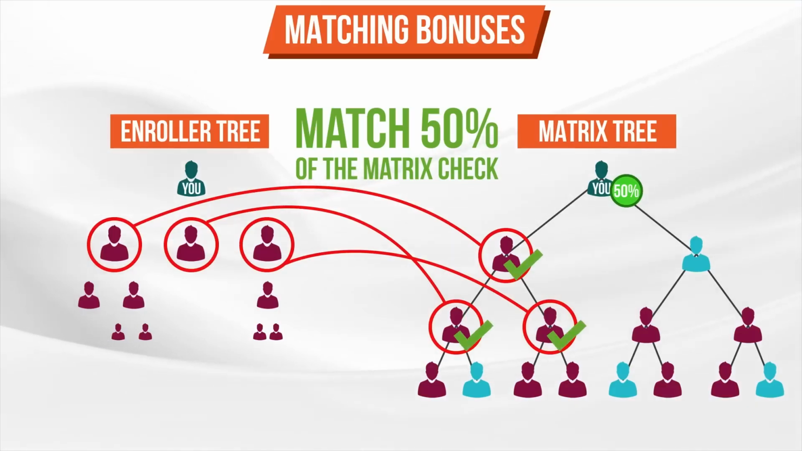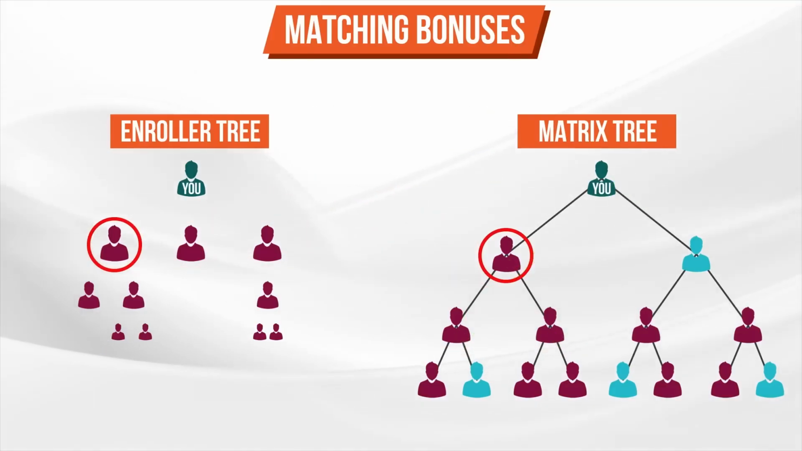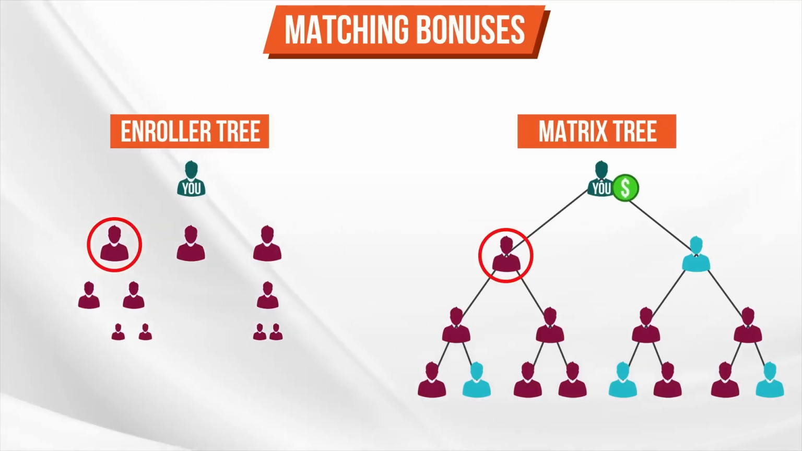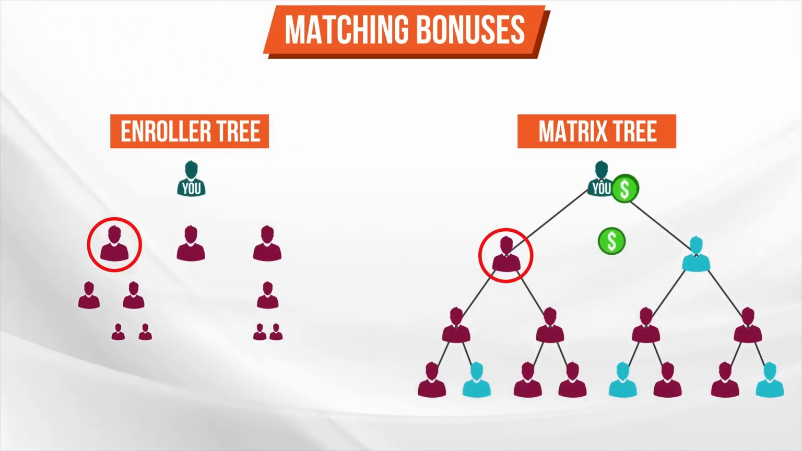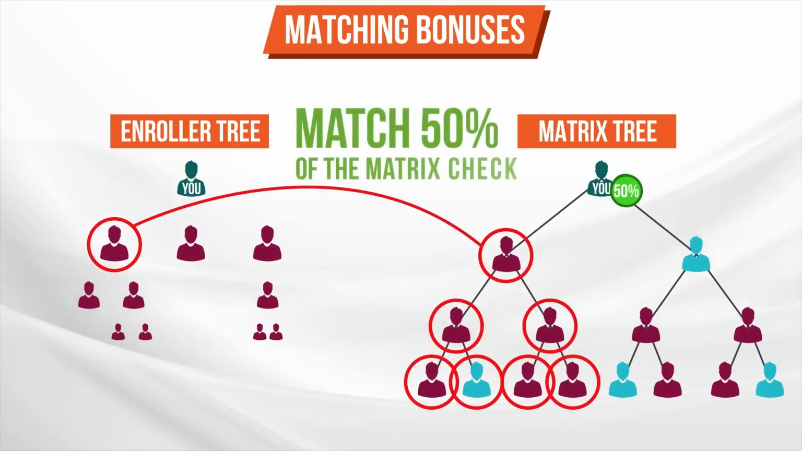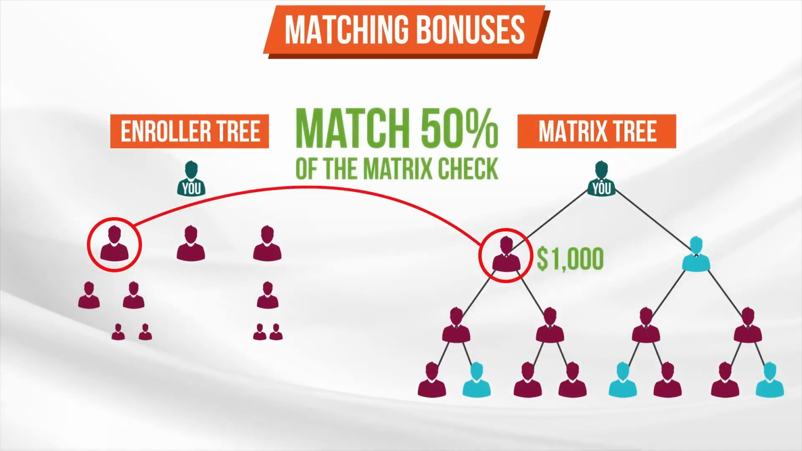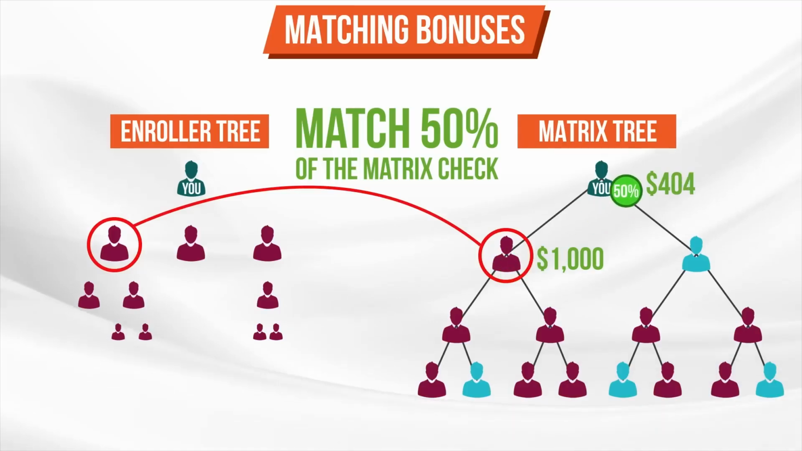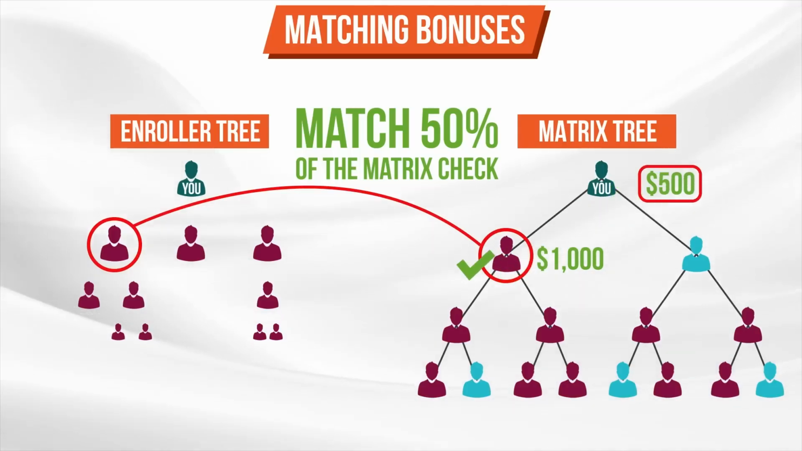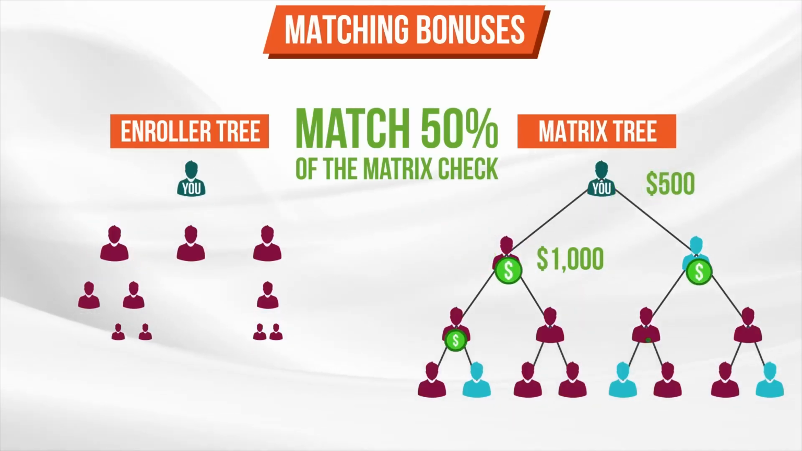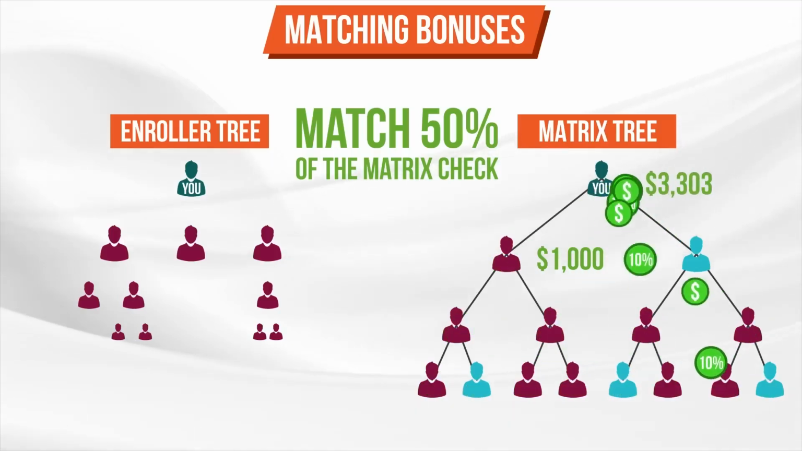First, you'll match 50% of the matrix check of everyone you personally enroll, regardless of where they fall in the matrix. So if you enrolled this person, for example, not only are you already getting paid on them in your matrix and everyone below them, but you're also getting paid on them again because you match their matrix check. If they're making $1,000 a month in their matrix, you match that amount 50%. So you get a $500 match just on that person alone on top of all of your other matrix commissions.